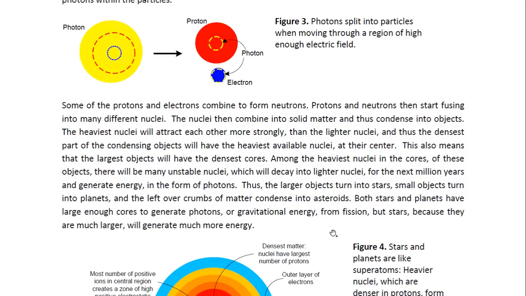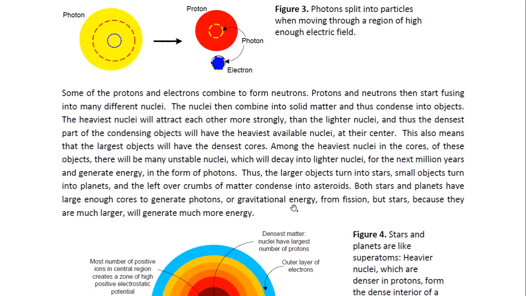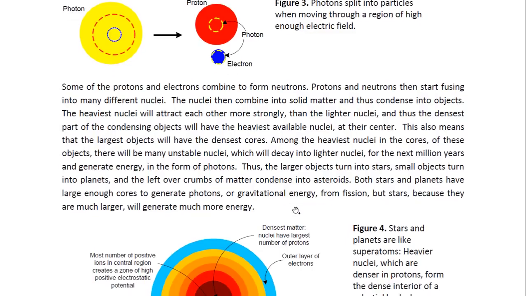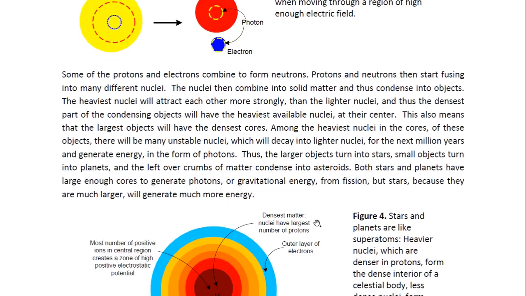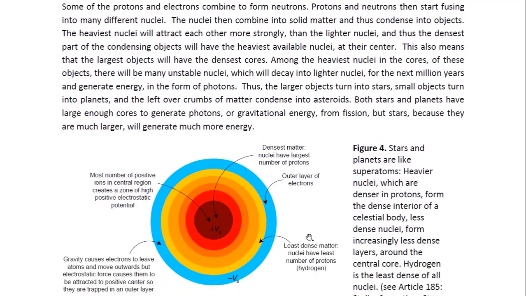lighter nuclei for the next million or billion or even billions of years, and therefore generate energy in the form of photons. Thus, the large objects turn into stars, small objects turn into planets, and the leftover crumbs of matter condense into asteroids. Both stars and planets have large enough cores to generate photons or gravitational energy from fission, but stars, because they are much larger, will generate much more energy.